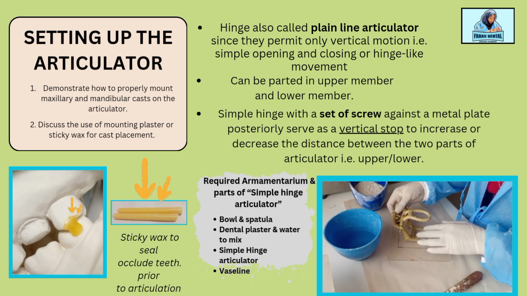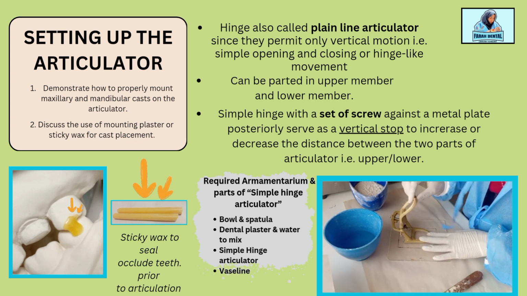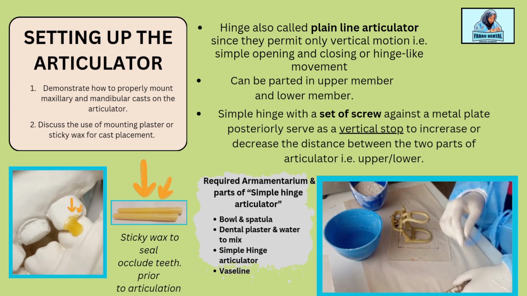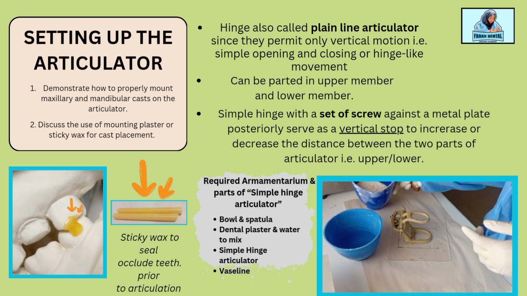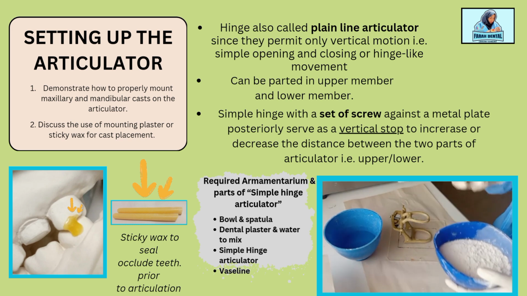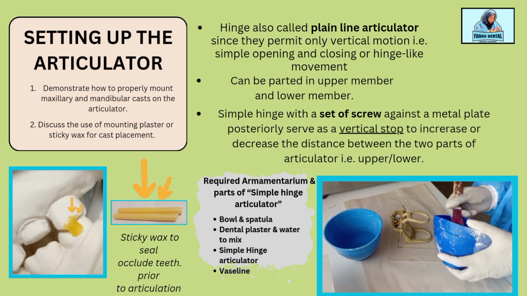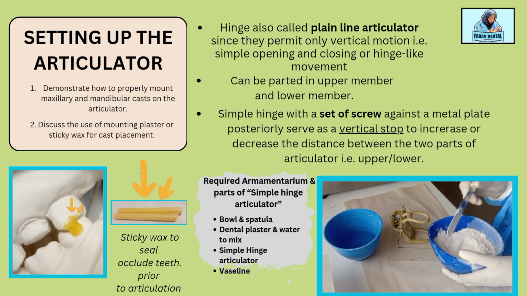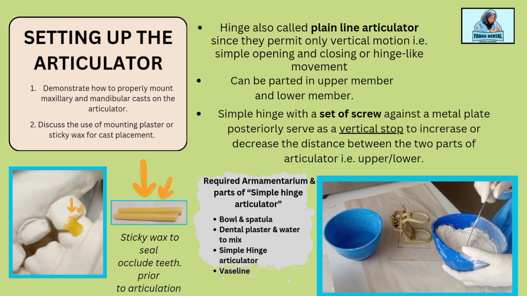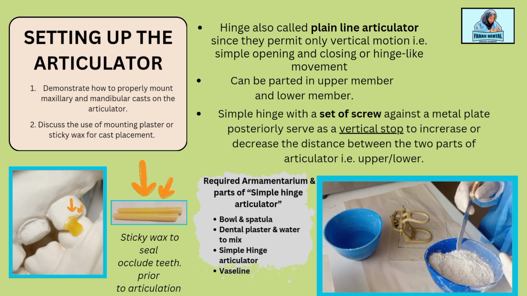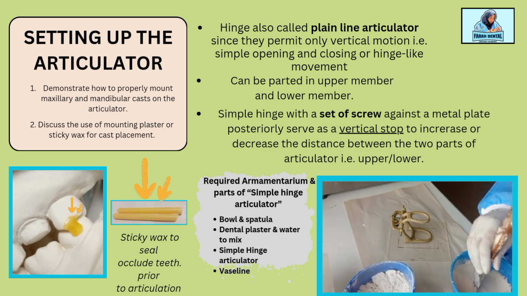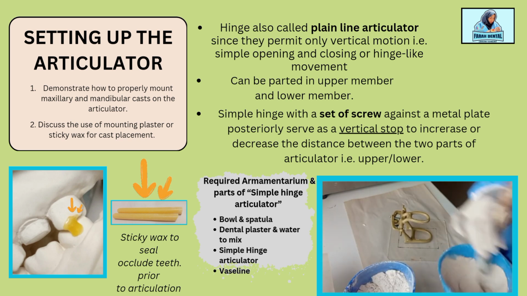occlusion during mounting. Hinge articulators are also called plain line articulators since they permit only vertical motion, that is, simple opening and closing, a hinge-like movement. They can be parted into upper and lower members easily, as shown in this video. A simple hinge with a screw against a metal plate posteriorly serves as a vertical stop to increase or decrease the distance between the two parts of the articulator, that is, the upper and lower members.